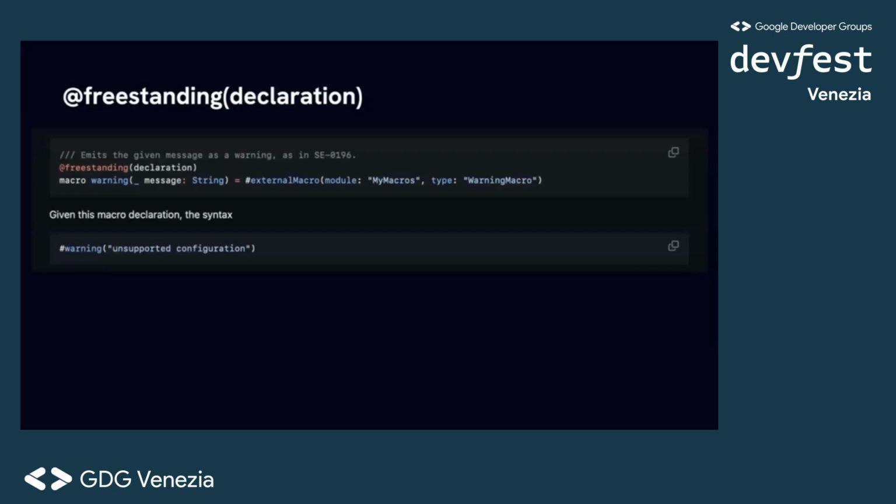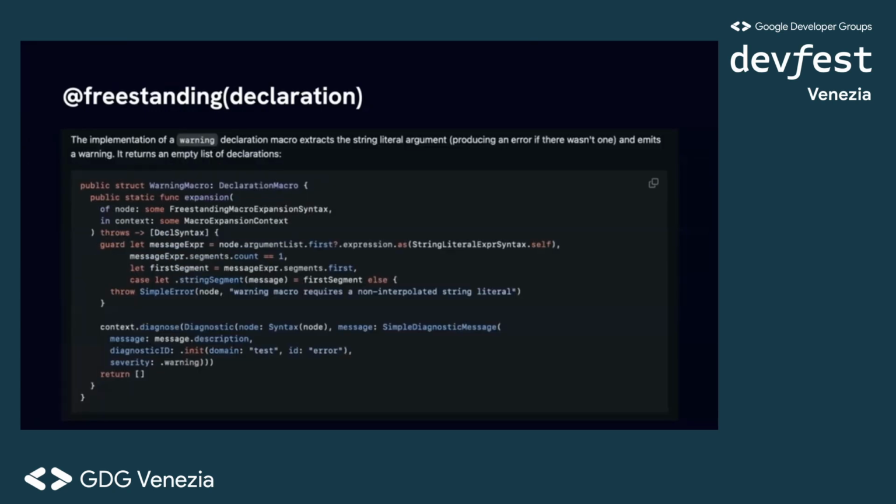Also, we have the declaration. I think you are all familiar with the warning declaration. It is not replacing anything. It directly does something. With this expansion, you can see there's a context diagnose, and it will give you a warning or error on the deadline. You can reach the compiler situations.